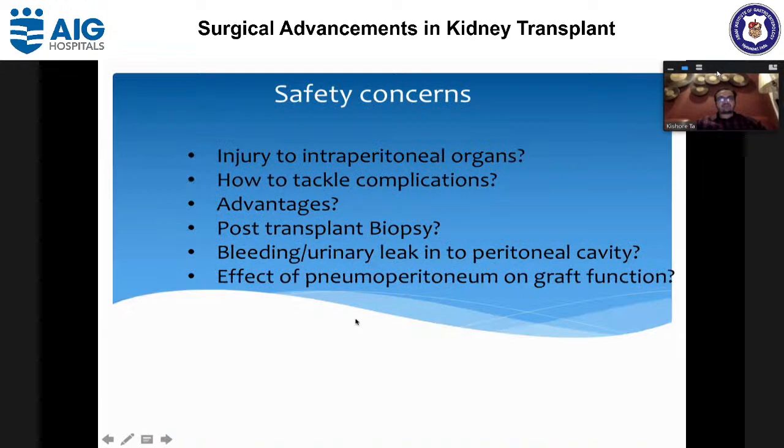So, whenever we contemplate doing robotic transplant, there are a few concerns that we have. That is, one is like injury to intraperitoneal organs, how to tackle complications like bleeding. Is there really an advantage, or if there is, how do you do post-transplant biopsy? What happens if bleeding happens into the peritoneal cavity, or what is going to be the effect of pneumo on the graft function?